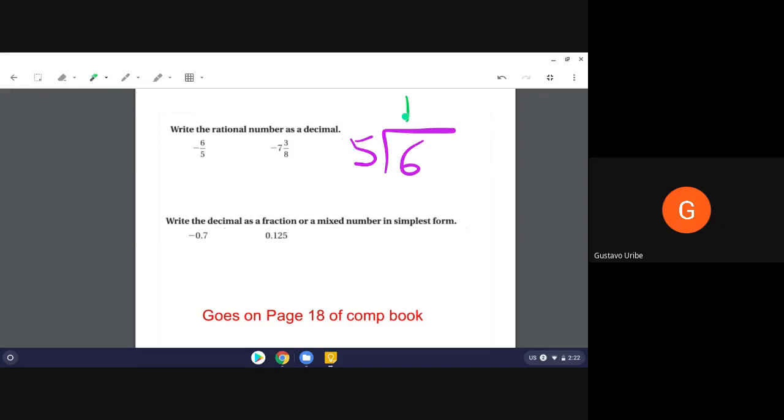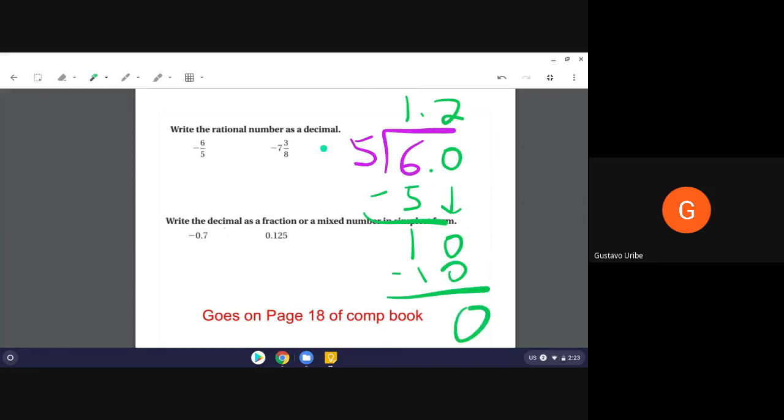5 multiplied by 1, 5. The 1 left over. That's where we're going to bring in the decimals so we can keep going. How many times does 5 go into 10? Twice. 5 times 2 gives me 10, and that cancels out. Now, remember, we had a negative here, so it would be -1.2.